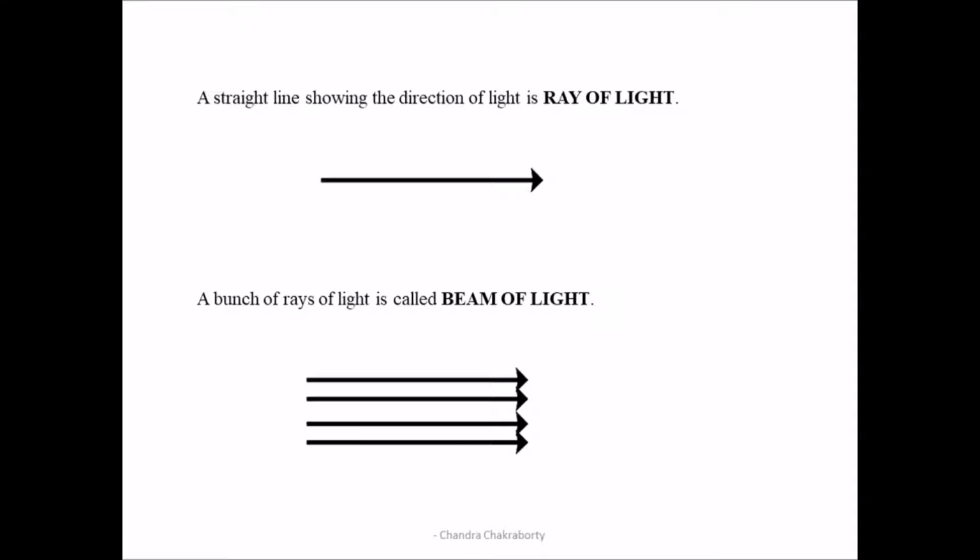Now my friends, light can be represented using a straight line that shows the direction of light. This is called a ray of light. Here I have given an image of a straight line with an arrow over one of its heads. This represents a ray of light. So whenever you want to diagrammatically represent a ray of light, you must use this symbol. Now when such rays of light accumulate and form a bunch of rays, it is called a beam of light.